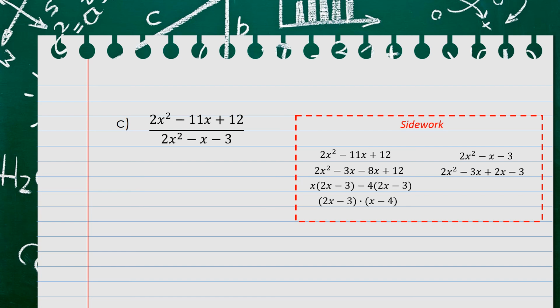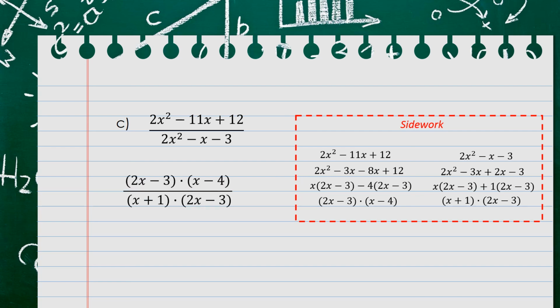And you should get 2x squared minus 3x plus 2x minus 3. Factor the first two and the last two. And I hope you find x times (2x minus 3) plus 1 times (2x minus 3). And so in factored form, you should get (x plus 1) times (2x minus 3). Now that they've been factored individually, we bring them back together as the original fraction so that we know the location of each of these factors.